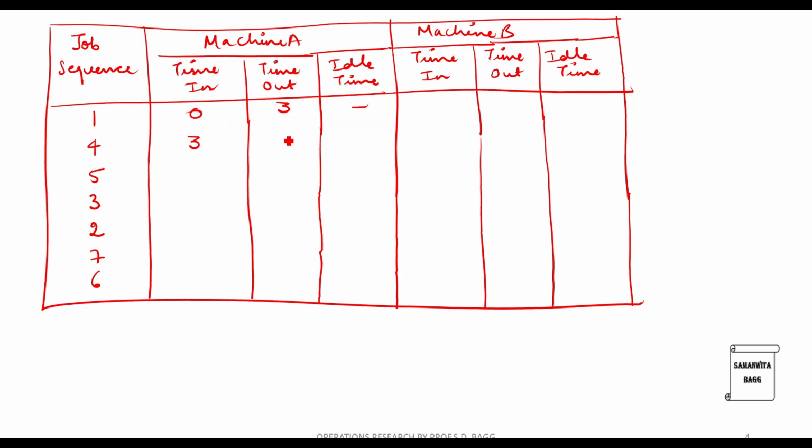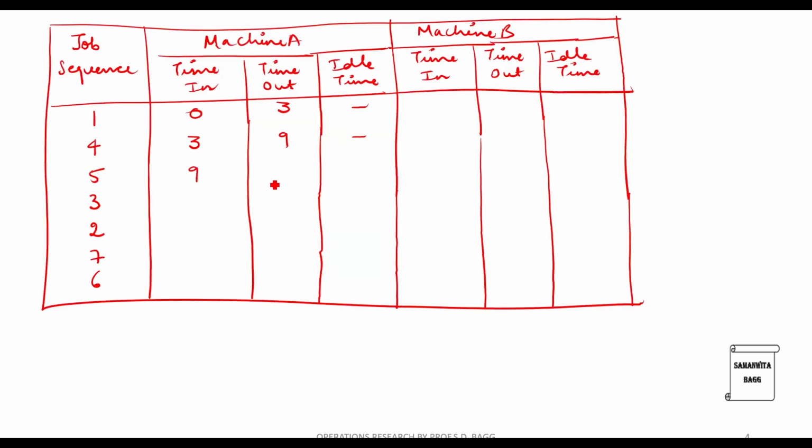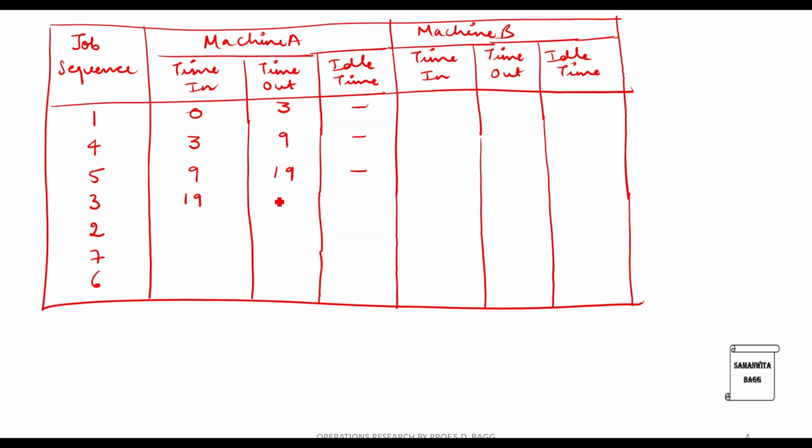So this is 3 plus 6, 9. Again, no idle time. Once this job leaves, again at the 9th hour, the 5th job will come. 5th job on machine A takes 10 hours. So this will be 19. No idle time. Again at the 19th hour, the 3rd job will enter. 3rd job on machine A is taking 15 hours. So this will be 34.